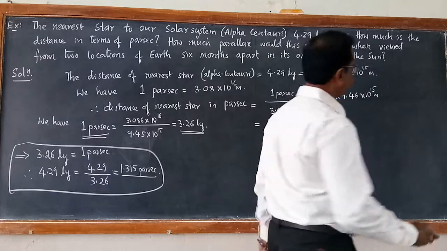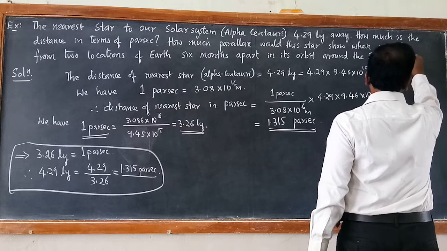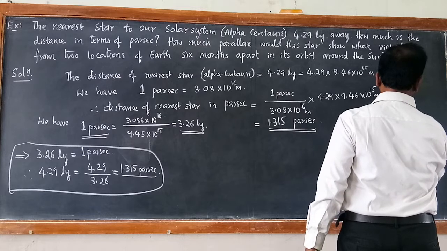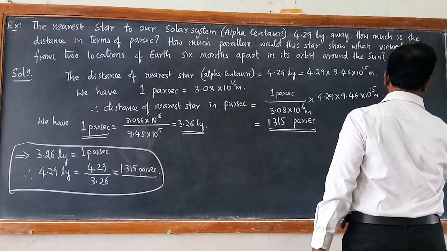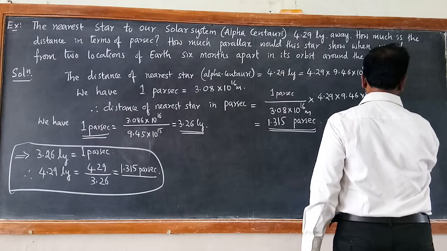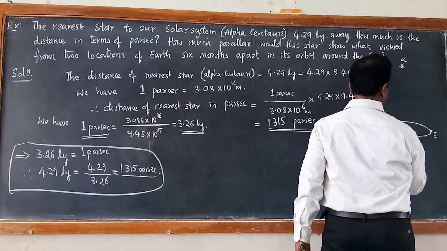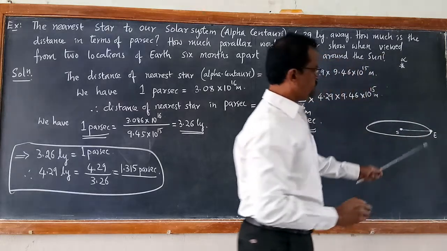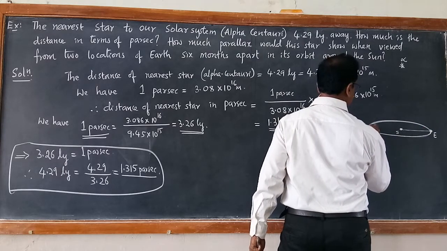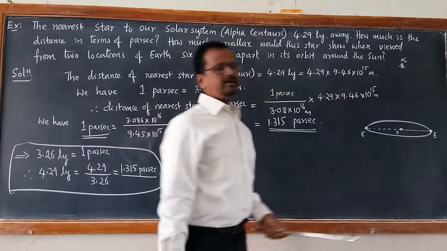Suppose I am drawing here. This is Alpha Centauri. This is the Earth's orbit. This is the star. Suppose this is the initial position of Earth and this is the Sun. After 6 months, Earth will be in this position, which means the displacement of Earth will be the diameter of the orbit.